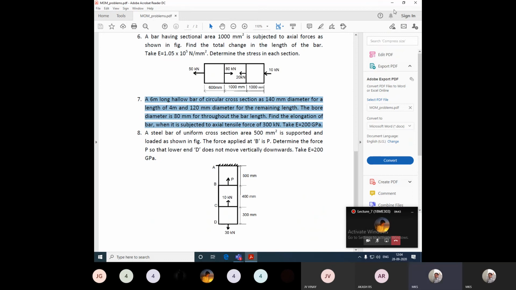So with respect to the given problem, we should draw the diagram. Next, the bore diameter is 80 mm. That is, there is a central hole, that is the inner diameter, that we call the bore. That is 80 mm throughout the bar length. You need to find the elongation of the bar. It is subjected to 300 kilonewton axial tensile load. Modulus is given as 200 gigapascal.